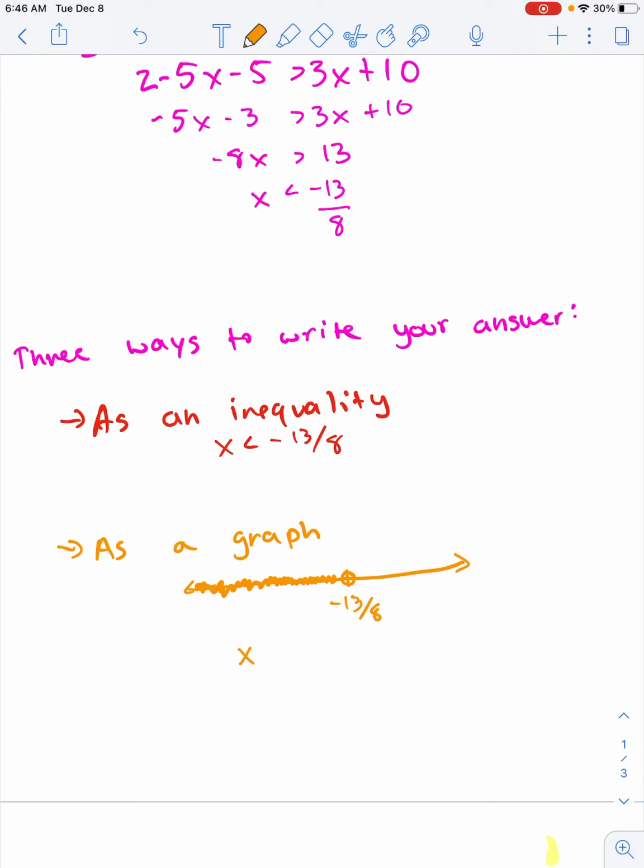Now, let's say instead you had x is less than or equal to -13/8. Then your graph is going to look very similar, but slightly different, in that you'll plot your point, but you shade in that circle at -13/8, because it could be -13/8, as well as all of these values that are less than -13/8 now. So the big difference is just a less than or equals sign. If our main value is not included in the answer, we're going to have an open circle. If it is included in the answer, we're going to have a closed circle.